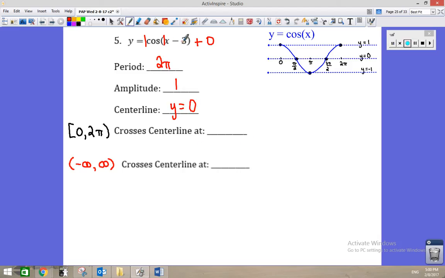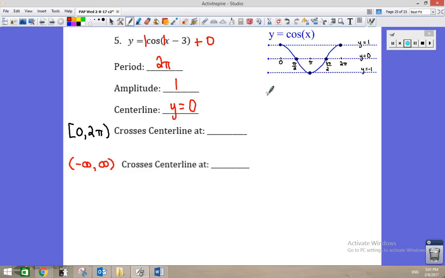So this minus 3 has an effect on the graph: it's a horizontal shift. It's bizarre in its behavior. Even though it says minus 3, you would actually add 3 to the x value, so it's a shift to the right of 3 units. Shifting to the right or to the left may affect where the graph intersects the center line and even where the max and mins are.